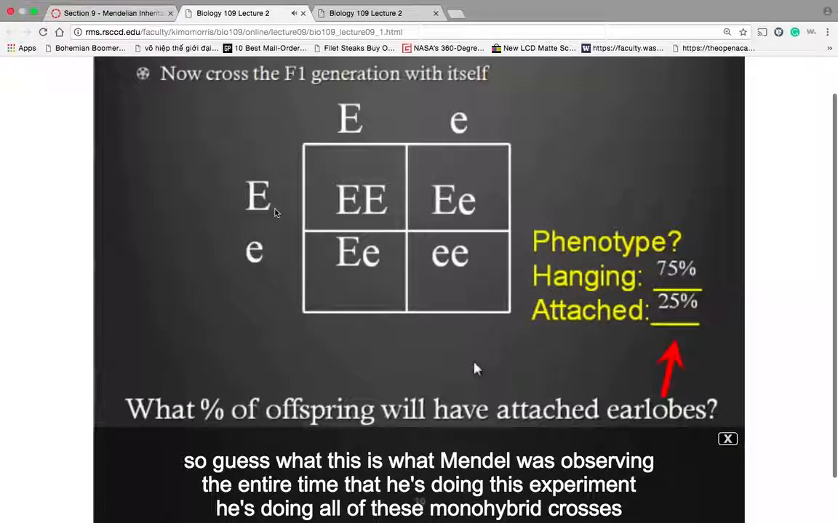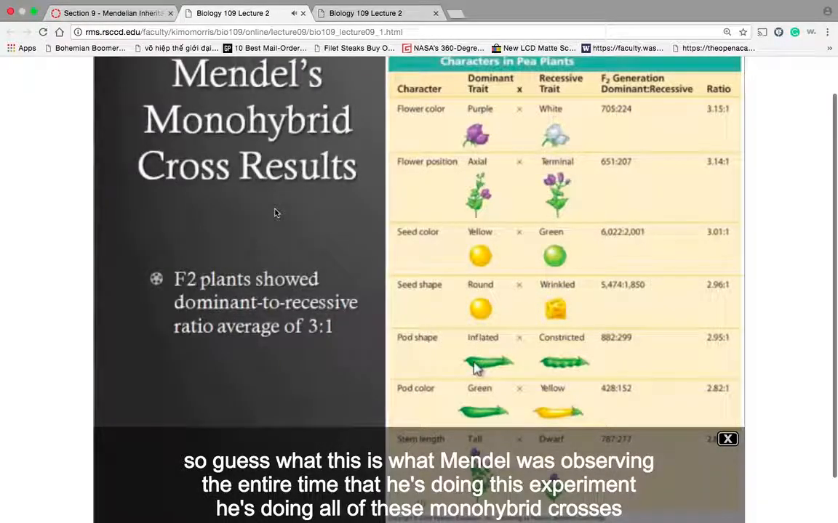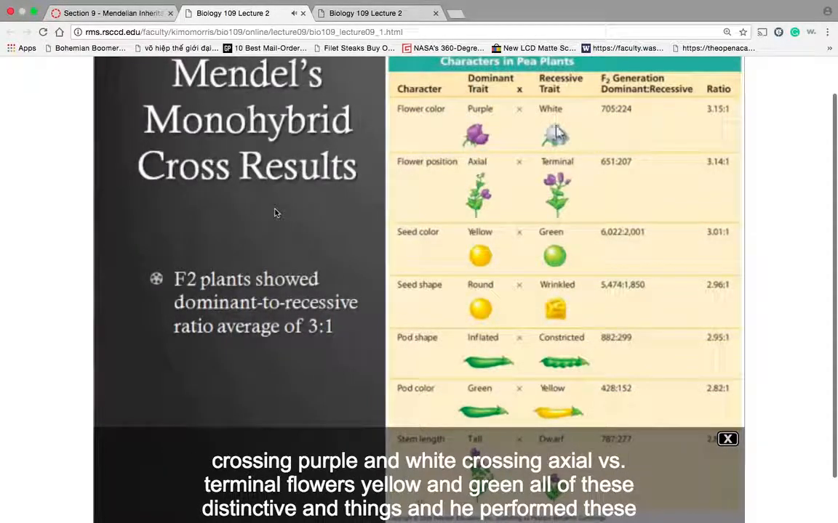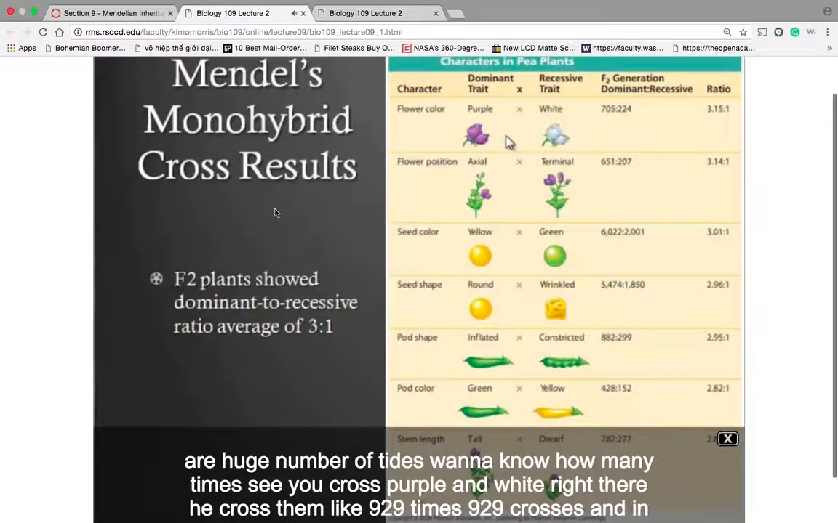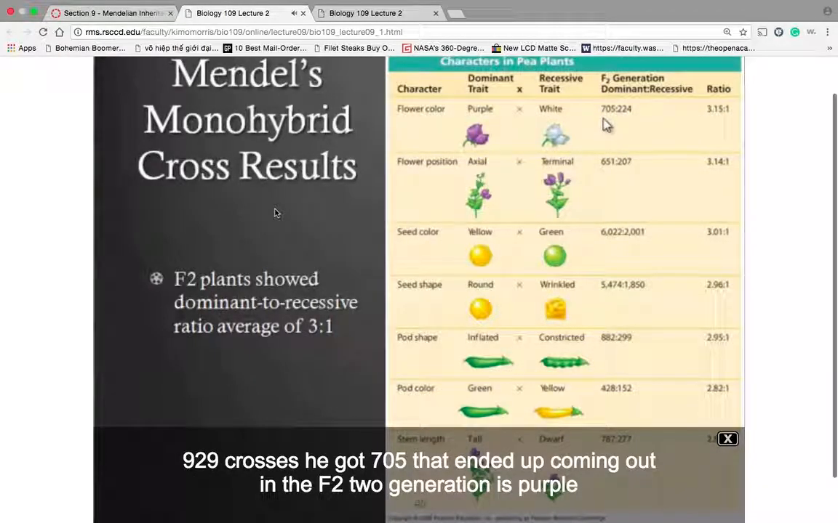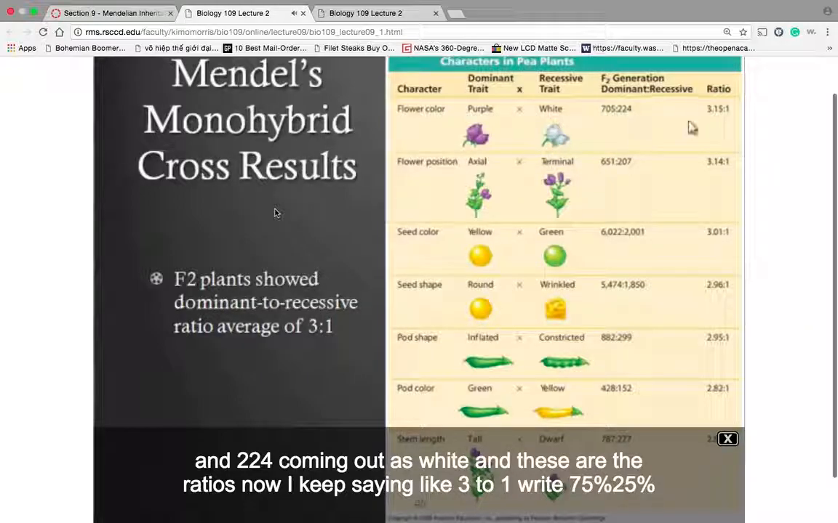So guess what? This is what Mendel was observing the entire time that he was doing this experiment. He was doing all of these monohybrid crosses, crossing purple and white, axial versus terminal flowers, yellow and green, all of these different things. And he performed these a huge number of times. You want to know how many times he crossed purple and white? Right there. He crossed them 929 times. And in 929 crosses, he got 705 that came out in the F2 generation as purple, and 224 as white. And these are the ratios.